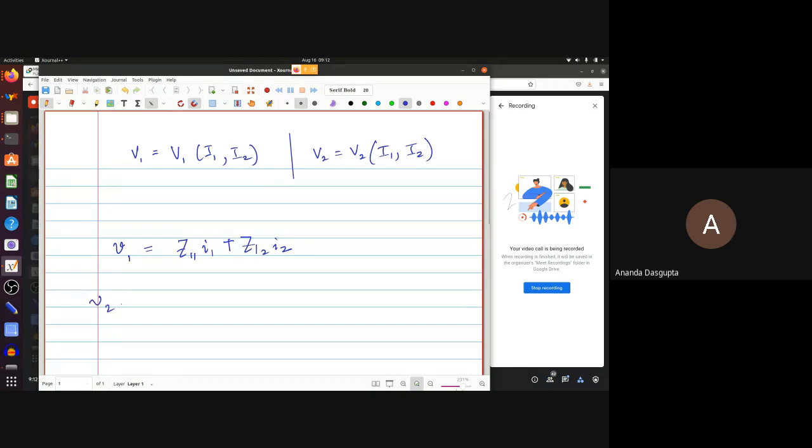And V2 is Z21 I1 plus Z22 I2. So this is the pair of equations that I'm referring to in the context of the Z parameter equivalent circuit. Basically, you have these equations, and what we do is we convert them into a circuit. That is, you say, okay, you are going to get a voltage of V1 across the input terminal.